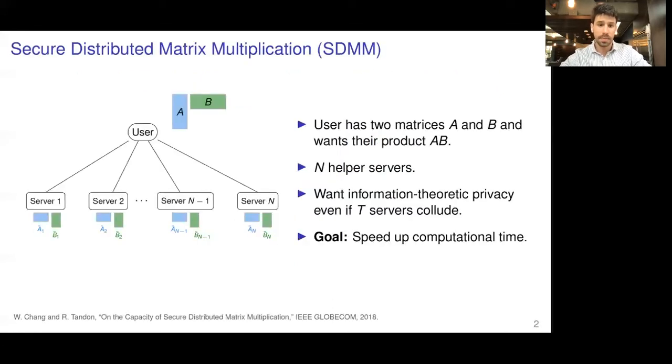Their version of the SDMM problem starts with a user that has two matrices, A and B, and the user wants to perform the matrix multiplication AB with the help of N servers. The user also wants information theoretic privacy guaranteed even if these servers try to collude in order to learn some information about matrices A, B, or AB. The main goal of this scheme is to speed up the computational time to get the product AB.